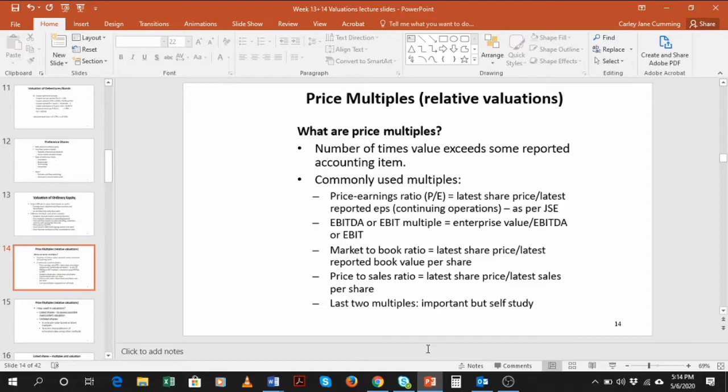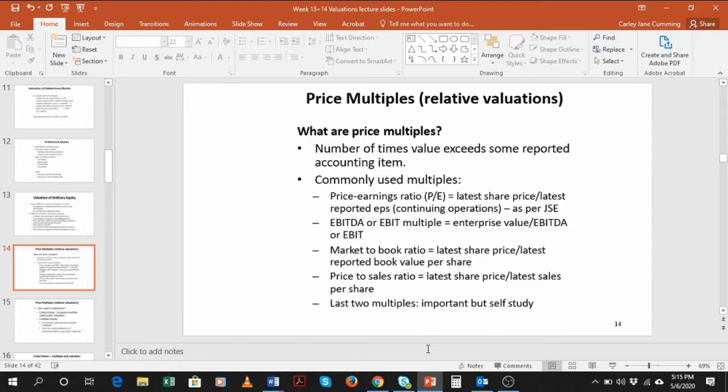Then we also have EBITDA or EBIT multiples. The EBITDA multiple stands for earnings before interest, tax, depreciation, and amortization, and can be calculated by taking the enterprise value divided by your EBITDA. Then if we want to calculate the EBIT multiple, this is your earnings before interest and tax multiple. We can calculate this by taking the enterprise value divided by your earnings before interest and tax.